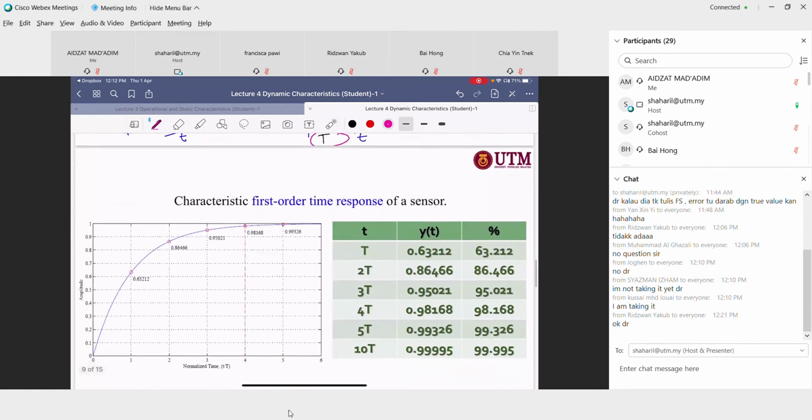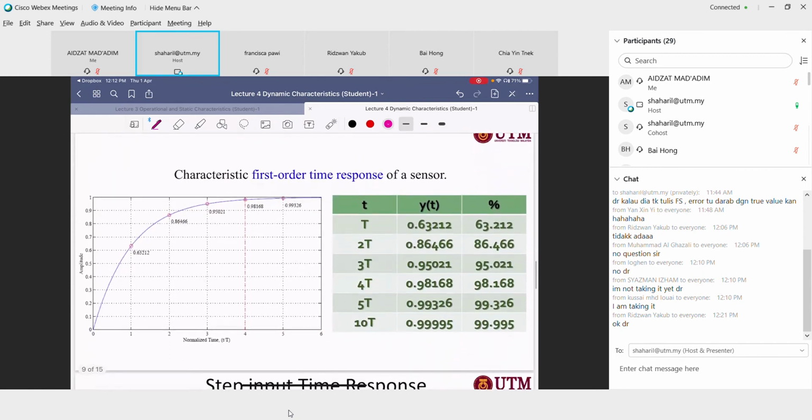All right. First order time response is shown in this graph. Before that, who has not yet taken control engineering? Can you raise your hand? No. Okay, everybody has taken control engineering.